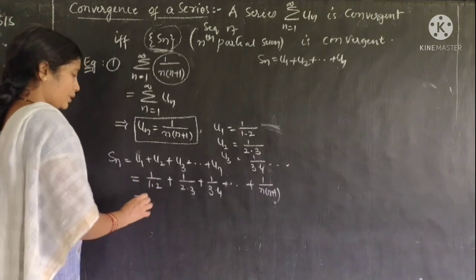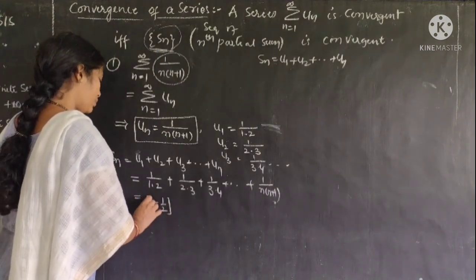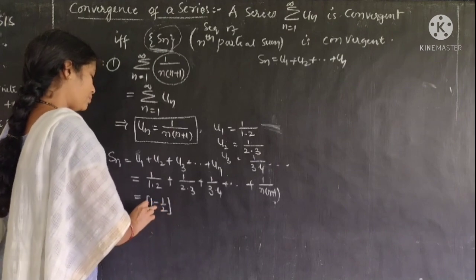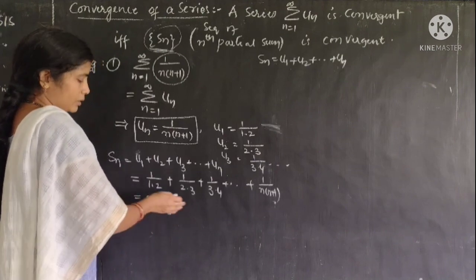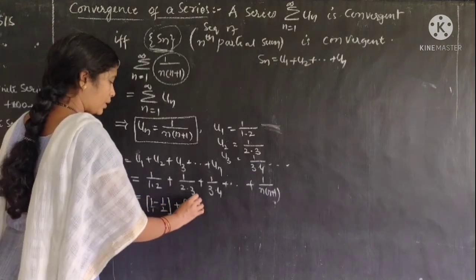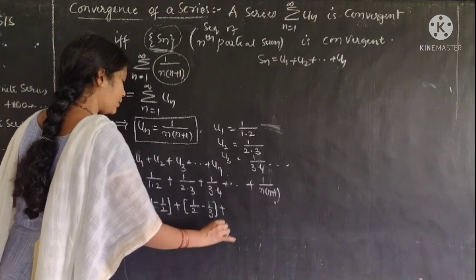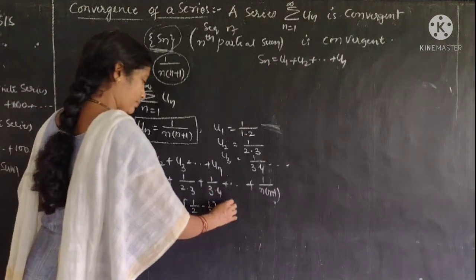This can be written as 1 minus 1 by 2, isn't it? 1 by 1 minus 1 by 2. LCM చేసినట్లయితే 2 minus 1, 1 into 2 సరిపోతుందండి. Similarly here, 1 by 2 minus 1 by 3, 3 minus 2, 1.